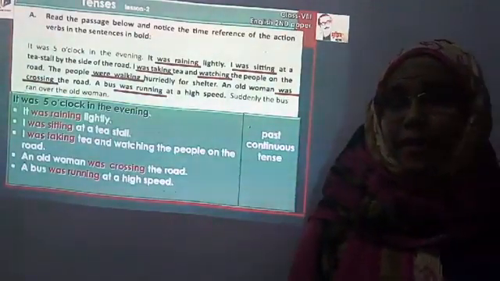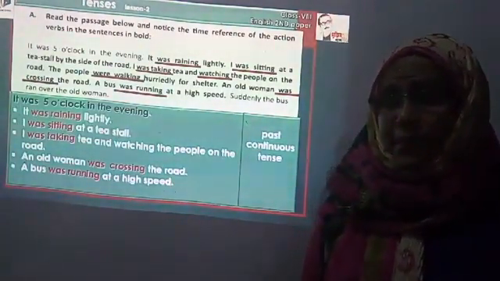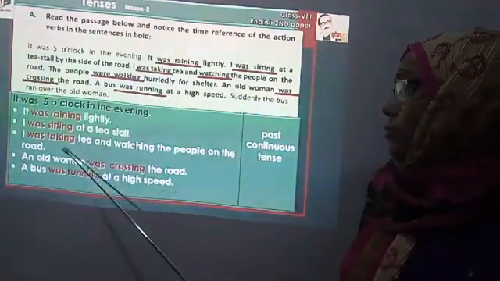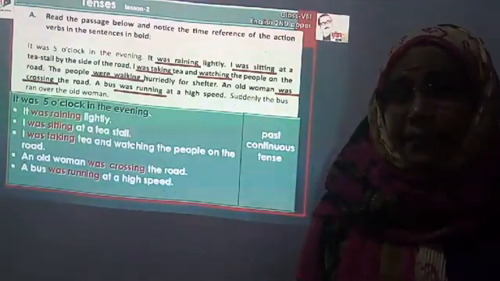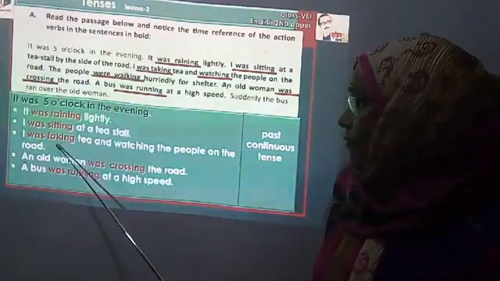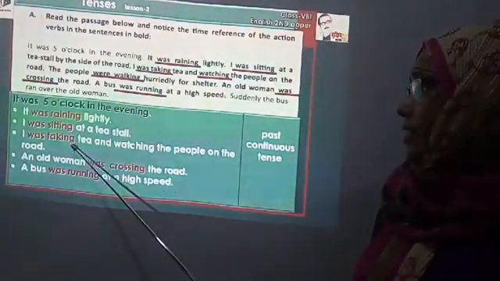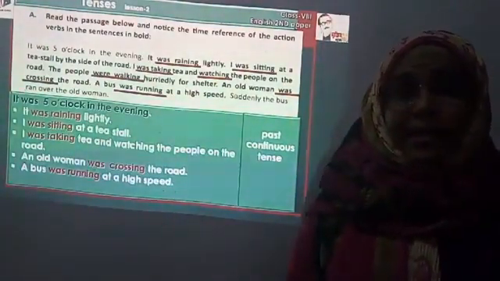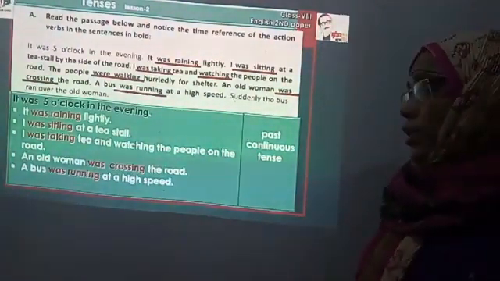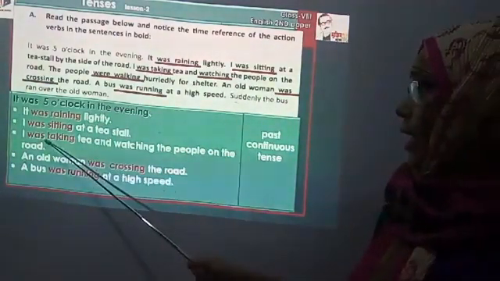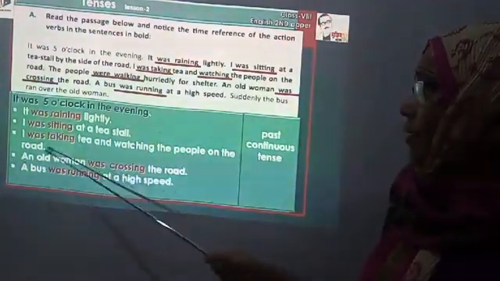Do you know the base form of the verb? Take. Take, main verb. T-A-K-E. So, after take, here ing is added. But when you add ing, the E will be omitted. It should be omitted. I was taking. This is the main verb.